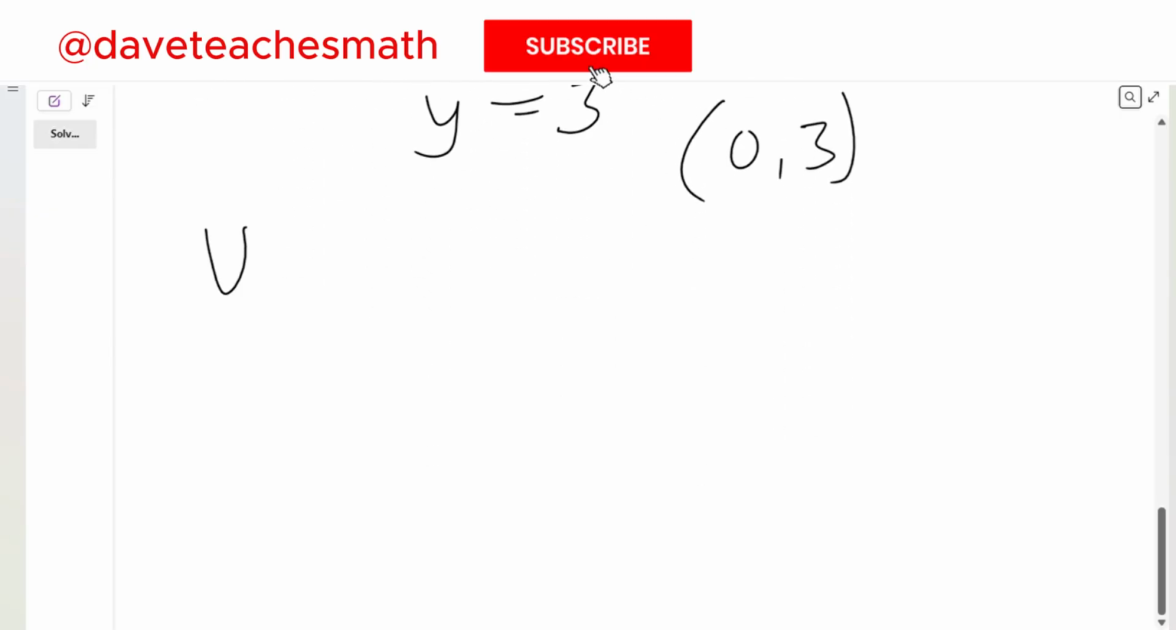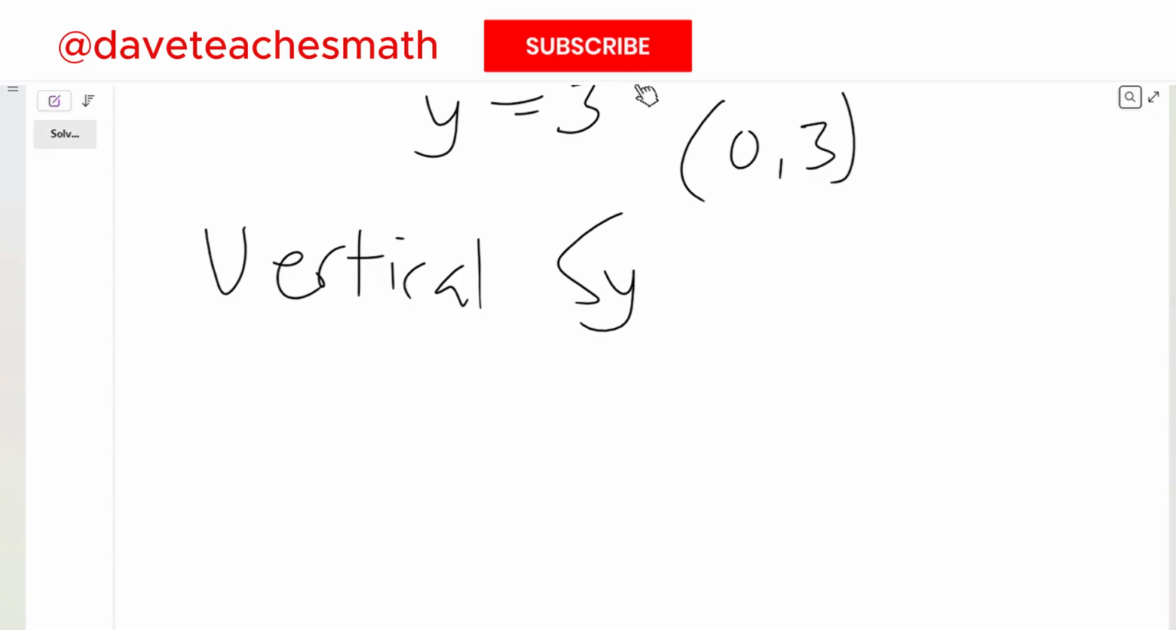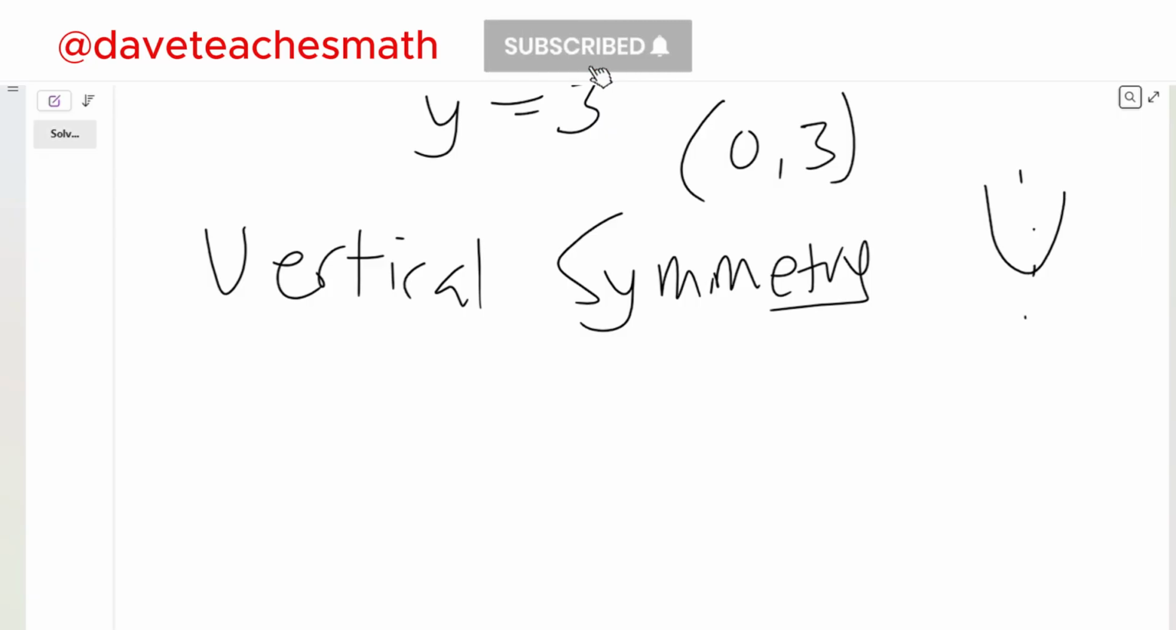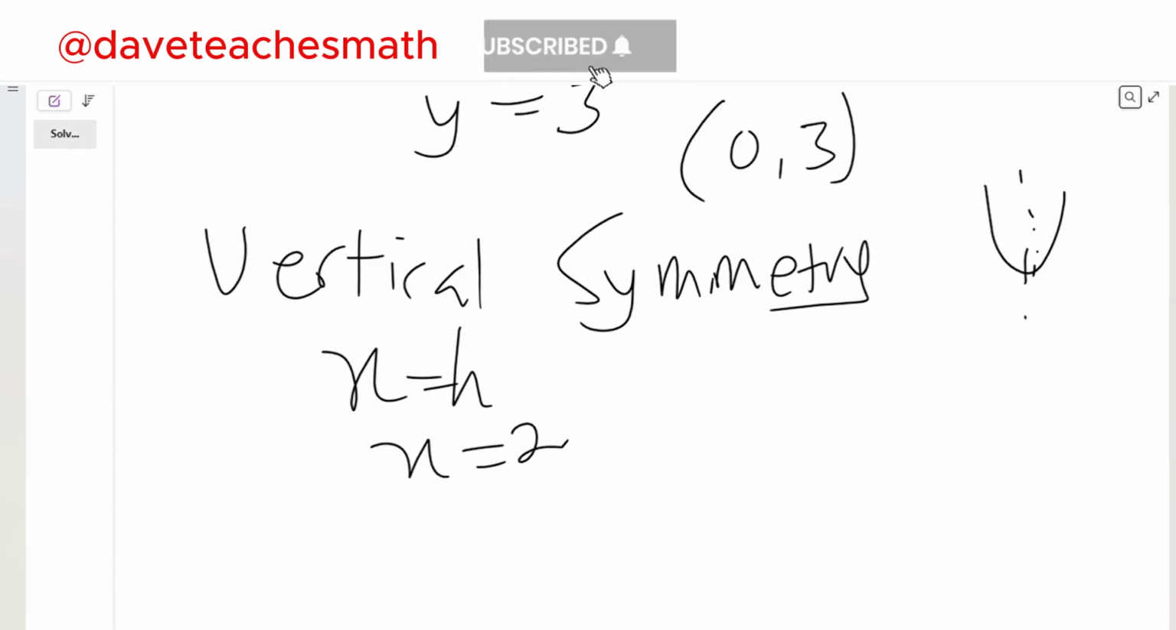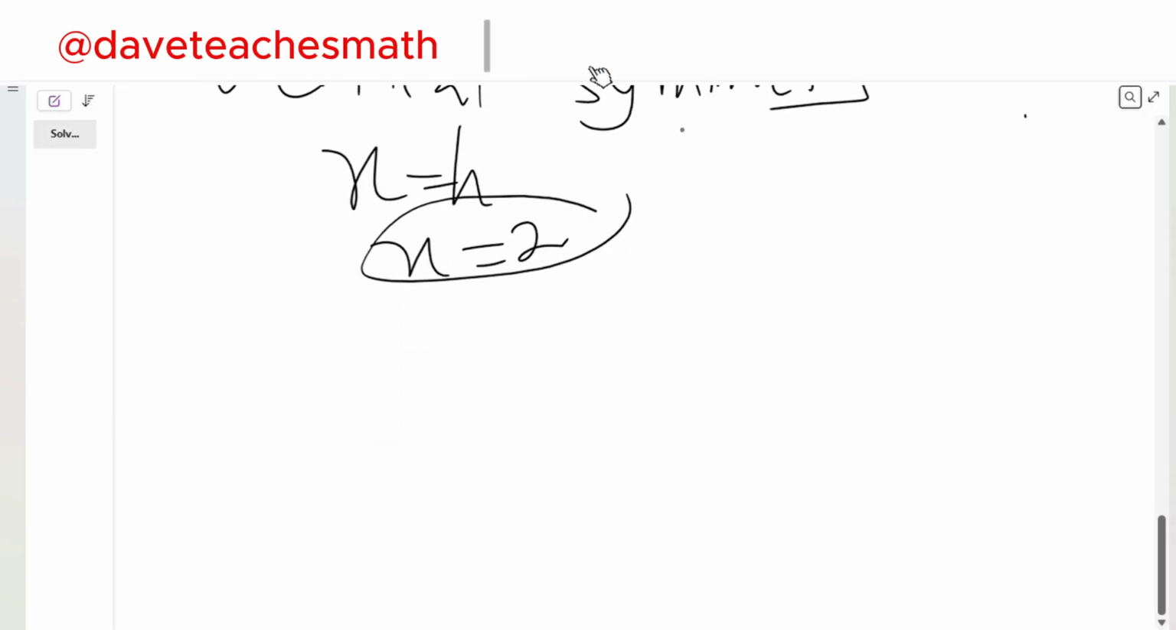Now we move on to the vertical symmetry. And as I said, the vertical symmetry is basically this particular line that we are looking out for. And at the vertical symmetry, x is equal to h. So therefore, x is equal to 2. So this becomes our vertical symmetry, where x is equal to 2.